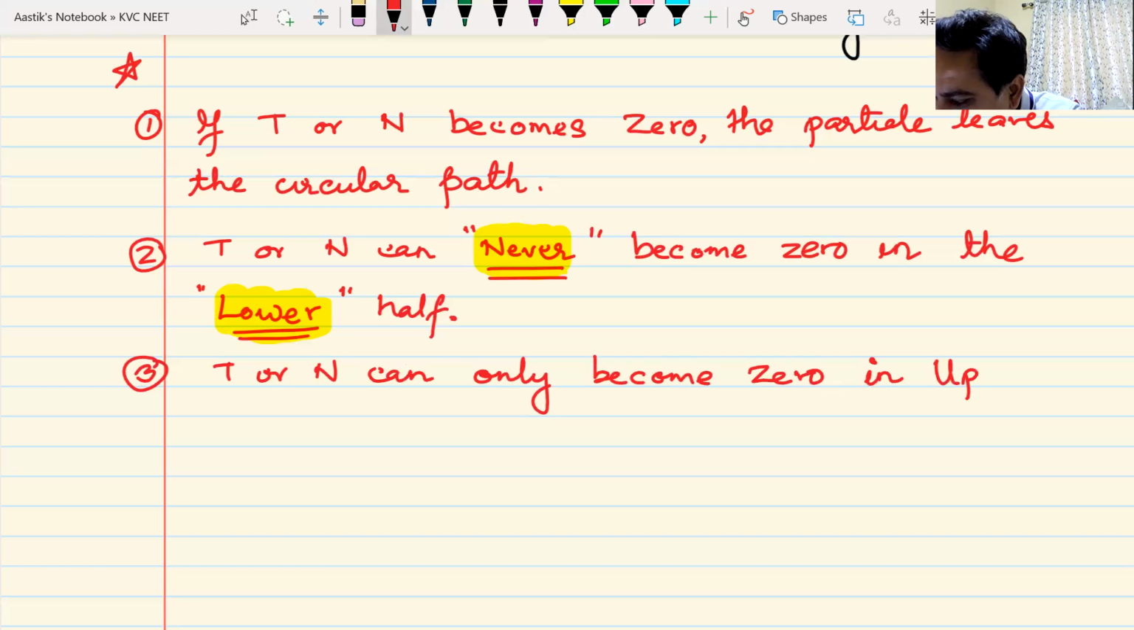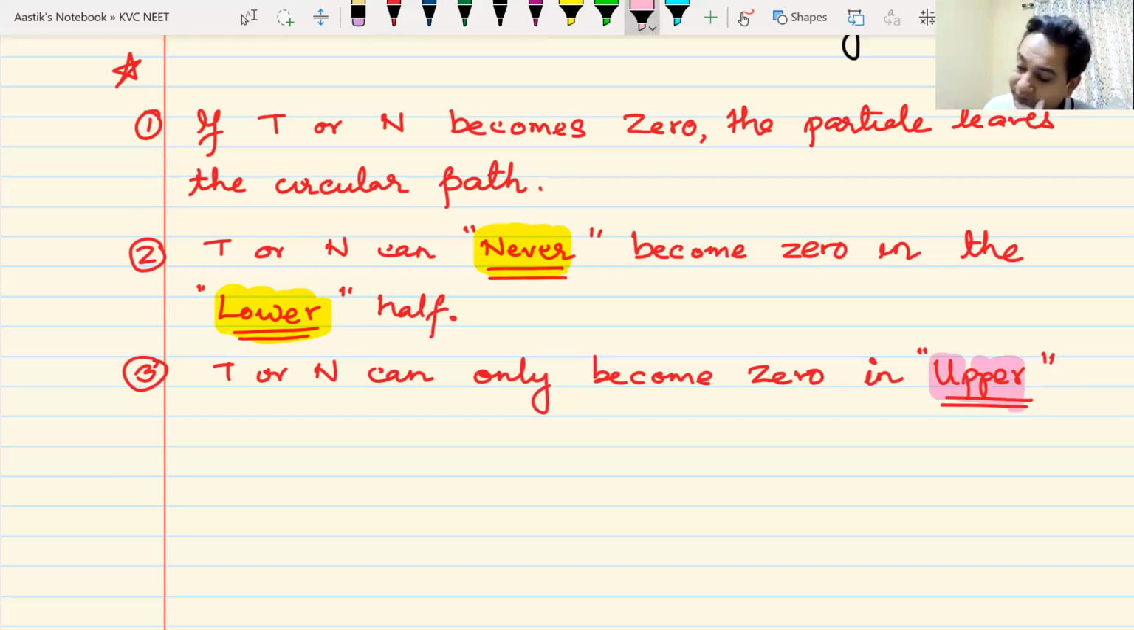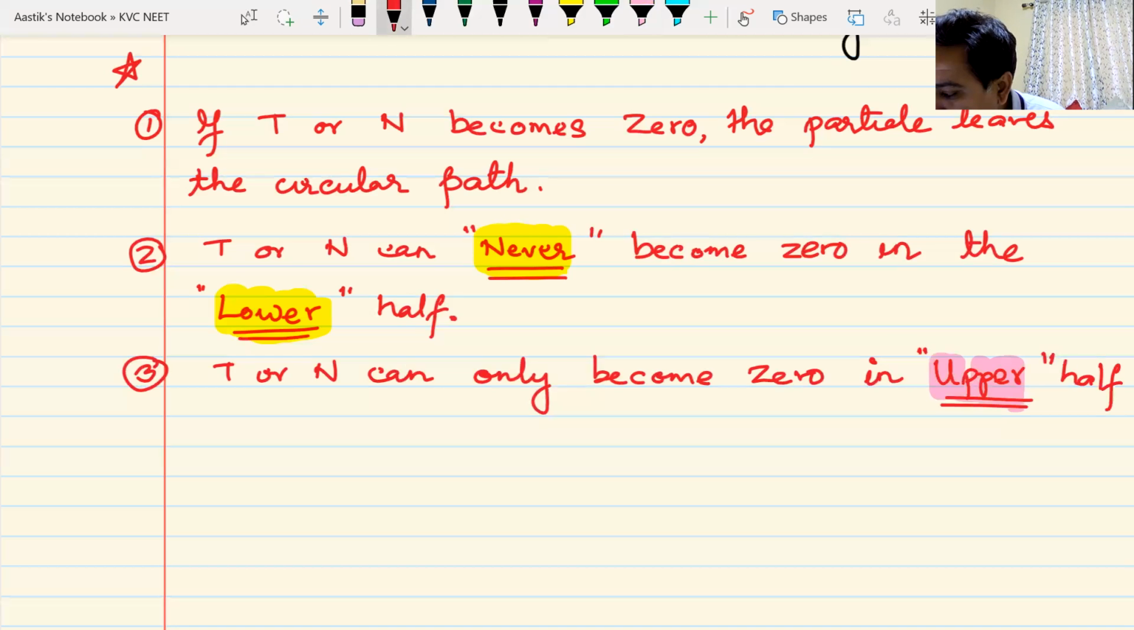Only in the upper half. So it's only in the upper half that you can have T or N becoming zero. T or N can only become zero in the upper half, above BD. That is the only region in which T or N can become zero.